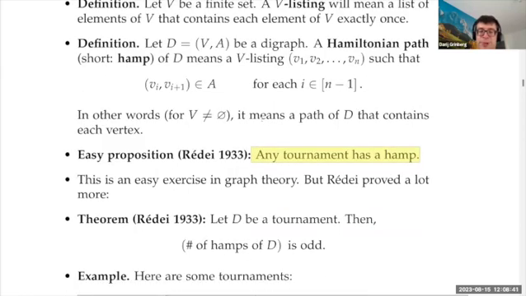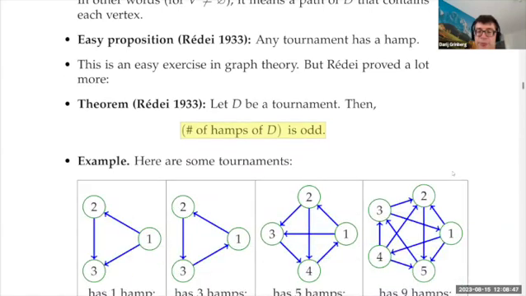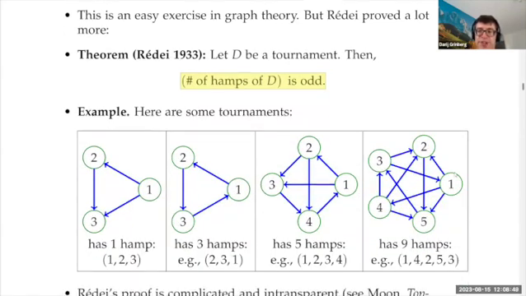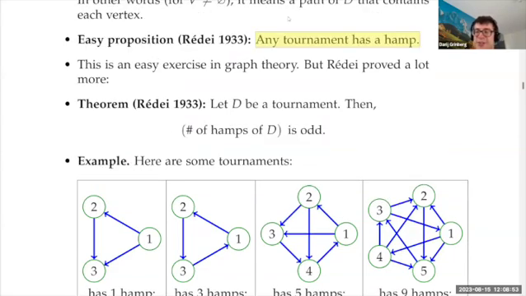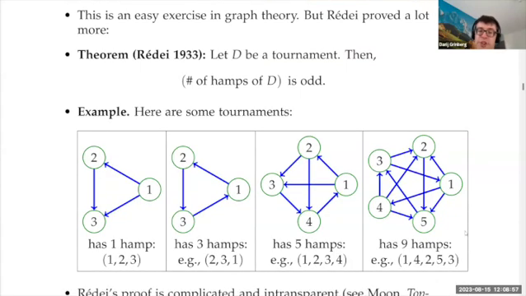In the same paper, he proved something weirder. He proved that the number of Hamiltonian paths in the tournament is always odd. And of course, an odd number is positive, so this implies that any tournament has a HAMP. So if you can prove this, then this follows automatically. So here is a bunch of examples. It's probably worth taking a bit of a look at this.